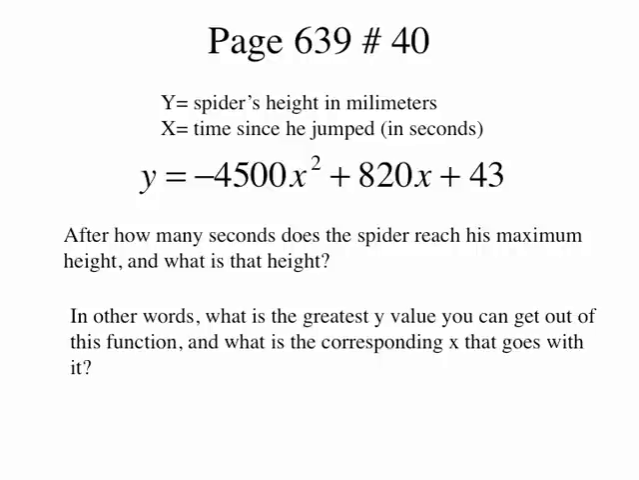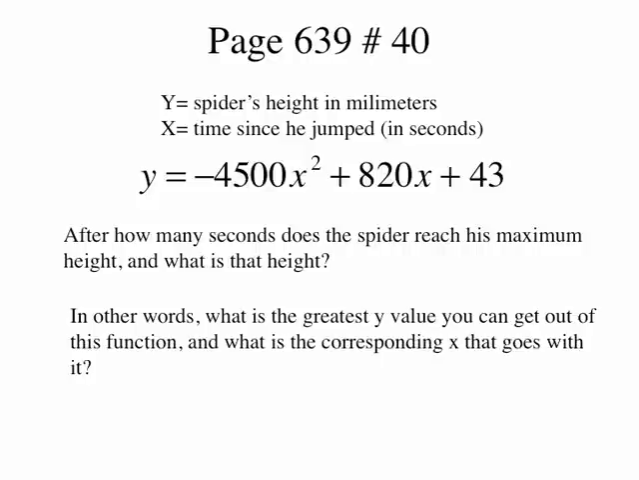We're going to look at an example of how we can use what we know about the vertex of a parabola to solve a problem. This example goes with problem number 40 on page 639 in your textbook. In this example, y is a function that tells us the height of a jumping spider in millimeters, and x represents the time since he jumped as measured in seconds. So just a fraction of a second after he's jumped, maybe he's not very high because he's still on his way up. A little while later, he will have reached the highest point that he's at, and then he's going to start falling back down towards the ground.